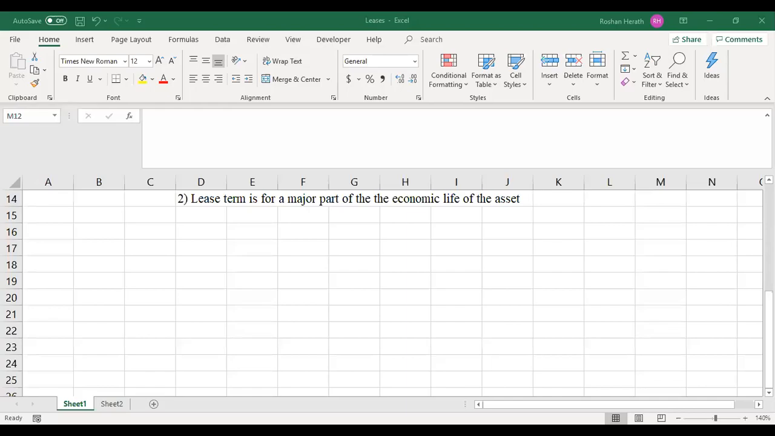Okay, so we've been discussing the initial direct cost. Now let me show how it works. Let's take a simple example. Let's say there's a particular asset, so you enter into the lease agreement, and let's say the fair value of that particular lease asset is 300,000 in year zero.